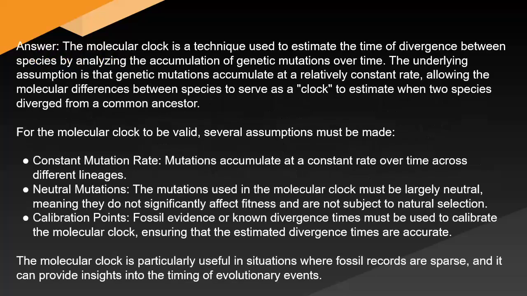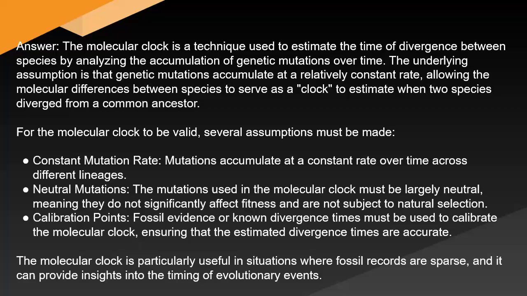Answer: The molecular clock is a technique used to estimate the time of divergence between species by analyzing the accumulation of genetic mutations over time. The underlying assumption is that genetic mutations accumulate at a relatively constant rate, allowing the molecular differences between species to serve as a clock to estimate when two species diverged from a common ancestor.